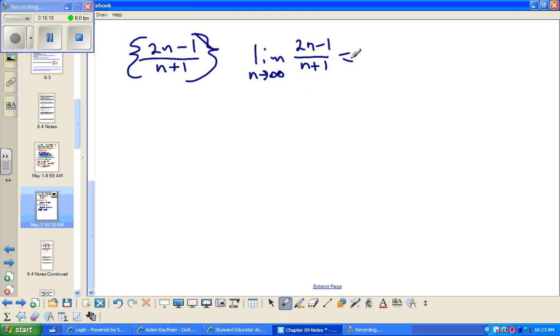And now you've got to remember back, how do we take a limit of this? Well, remember, if the degree of the polynomial on top is the same as the degree of the polynomial on the bottom, then you take the ratio of leading coefficients, which would be 2 over 1, which means that this sequence converges to 2. Same type of situation for 15, 17, 18. You're going to do the same type of thing.